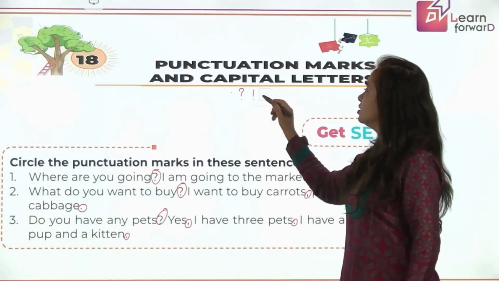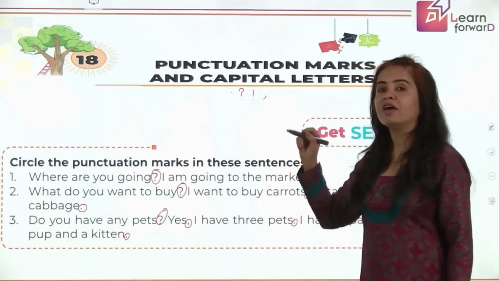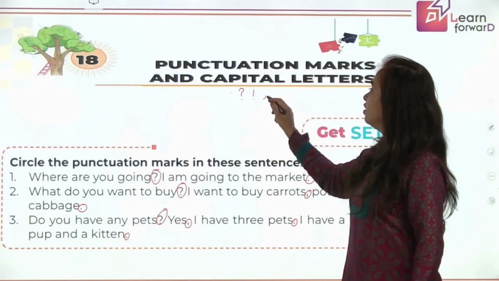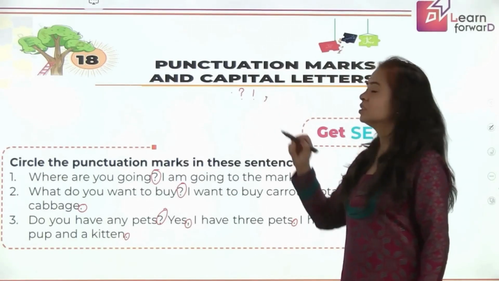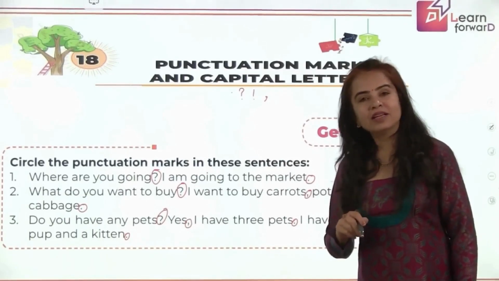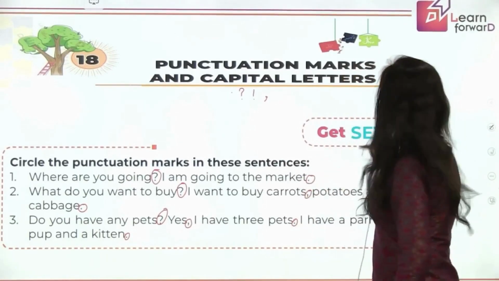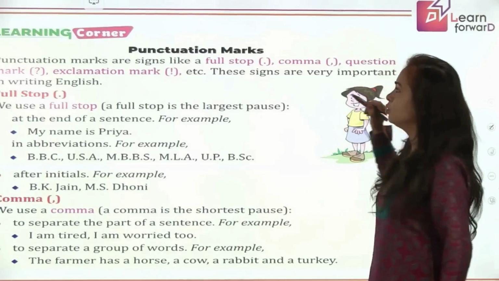We know this is a comma, but today we have learned that when we have a list, then we put a comma to separate the items there. Got it? So can we move ahead? Let's start the journey about punctuation marks.